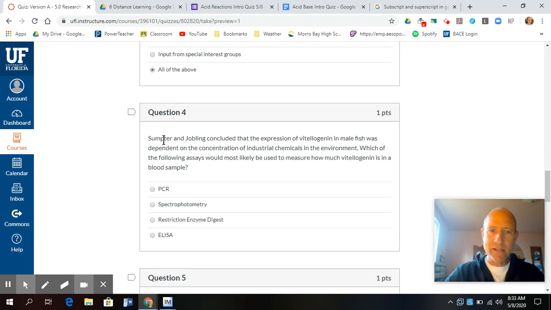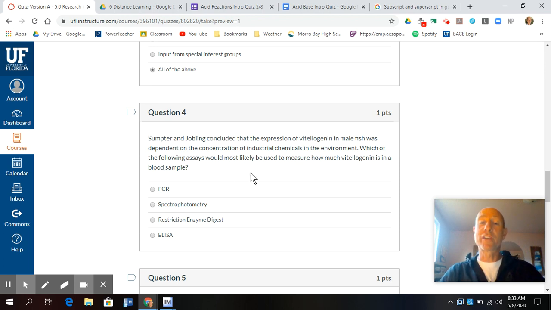The EPA. Sumpter and Jobling, that's the British ones, concluded that the expression of vitellogenin in male fish was dependent on the concentration of industrial chemicals in the environment. Which of the following assays, an assay is an experiment to measure the amount of something, which of the following assays would most likely be used to measure how much vitellogenin is in a blood sample?